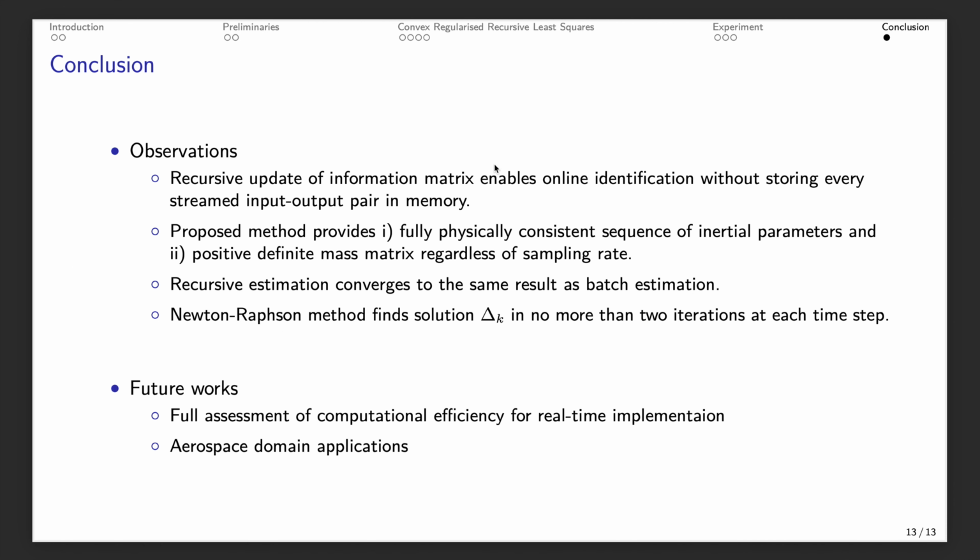In summary, we developed a recursive least squares method that provides physically feasible estimates for the inertial parameters and positive definite estimates for the mass matrix. The recursive method is memory efficient in the sense that we don't need to store every input-output pair, data efficient in the sense that we achieve better generalization performance in the low data regime, and compute efficient in the sense that the update can be found in no more than 2 Newton-Raphson iterations. Thank you.